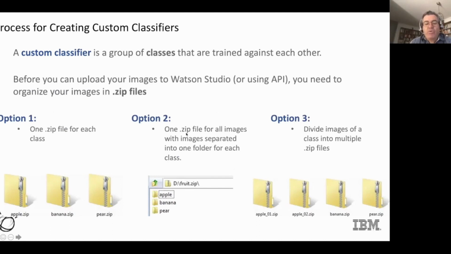So one zip file for all images with folders within the zip file, or you can even have the category apple divided into two zip files. So it's just a way. These are different ways to do that technically, but the main idea is that you need to regroup the classes that you want to create based upon what you're looking for in the pictures. And that's what we see in the next slide.